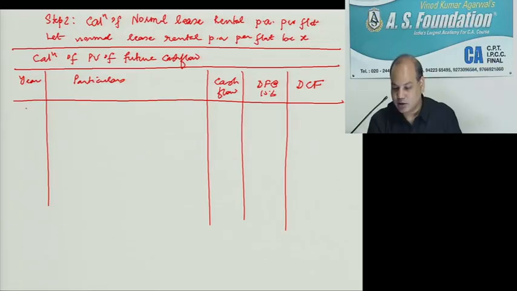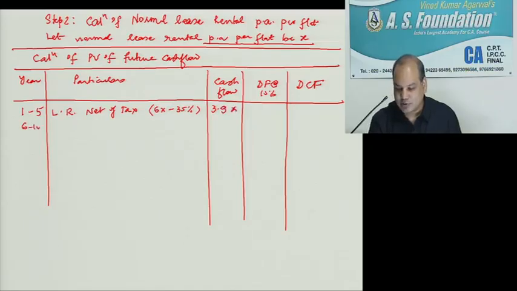So first you write year 1 to 5. Lease rental, LR lease rental, net of tax. How many flats we have? 6x. 6 into x, 6x, because here you've written per annum per flat. And you take minus 35%. Minus 35% tax payment on that. 3.9x. Is it 3.9x? Be active, yes or no?